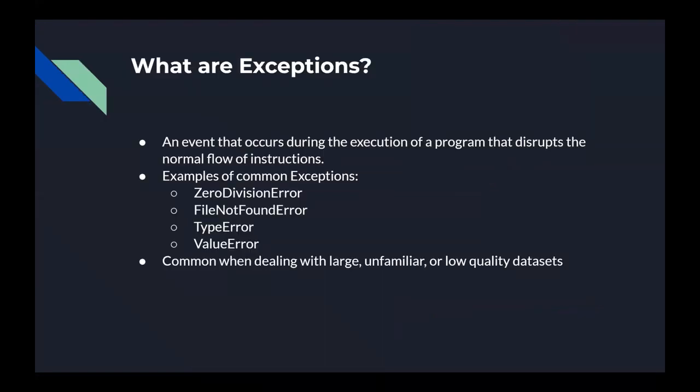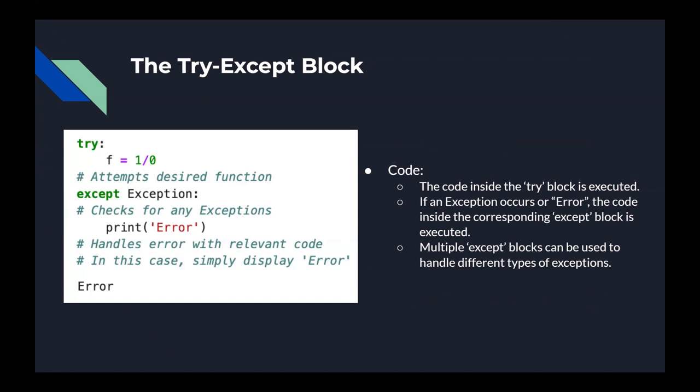So, what are exceptions? Exceptions are a type of event that occurs during the execution of a program and disrupts the normal flow of instructions. If you have programs, there are some errors that occur all the time, such as zero division errors, file not found errors, type errors, and value errors. These errors happen when there are quality issues in data sets, or data sets that you are unfamiliar with, and you want to be able to handle these errors. And so we're going to talk more about that.